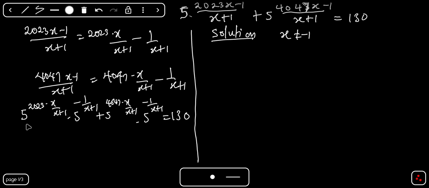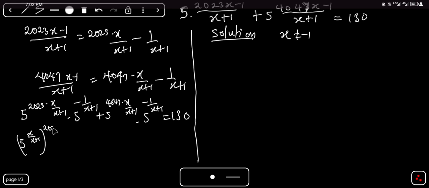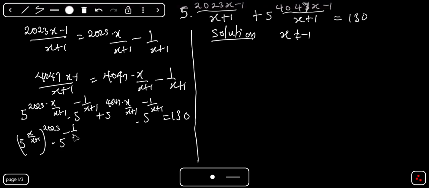Let's move on. So you can also write it as 5 raised to the power of x over x plus 1, then everything raised to the power of 2023, multiplied by 5 raised to the power of minus 1 over x plus 1, plus 5 raised to the power of x over x plus 1, then raised to the power of 47, multiplied by 5 raised to the power of minus 1 over x plus 1, equals 130. All right, guys, that is beautiful.